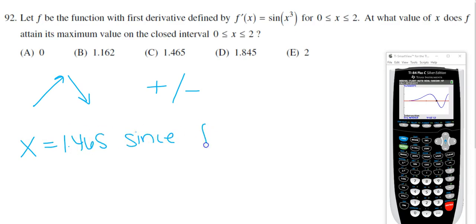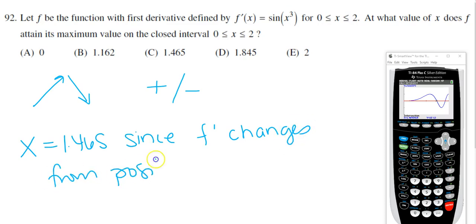And our work will be since f prime changes from positive to negative there. And that is it.